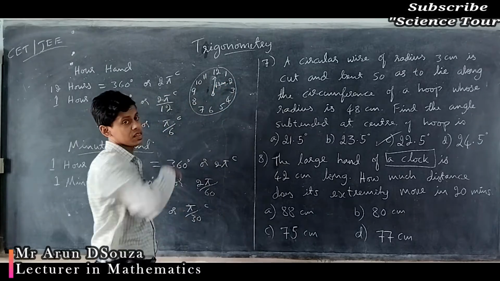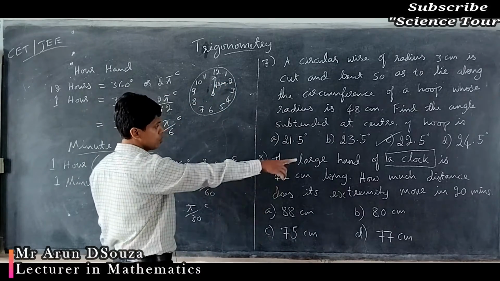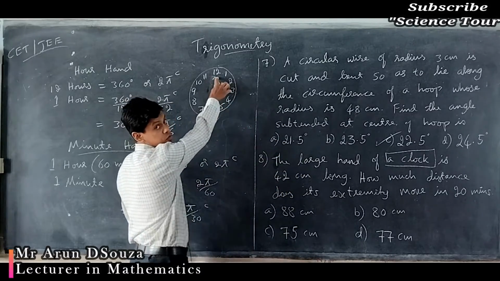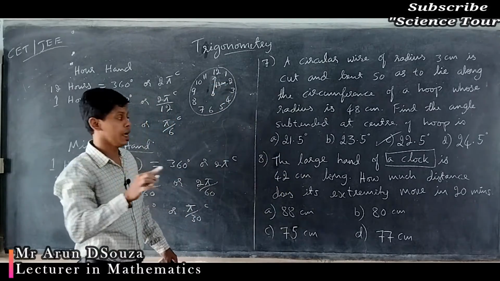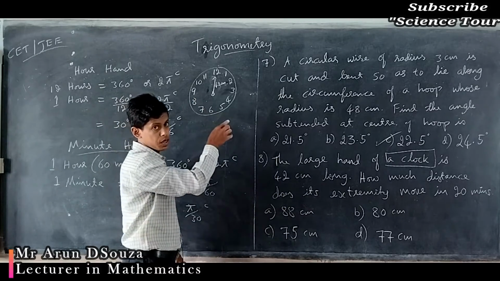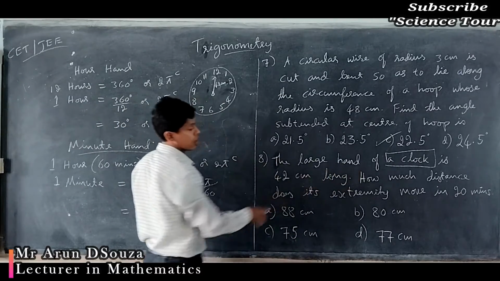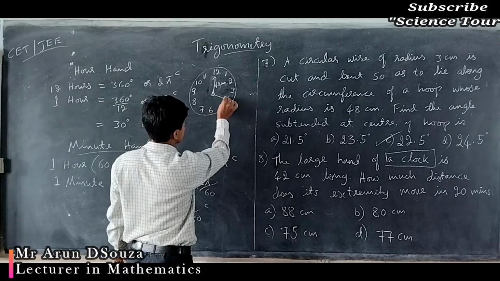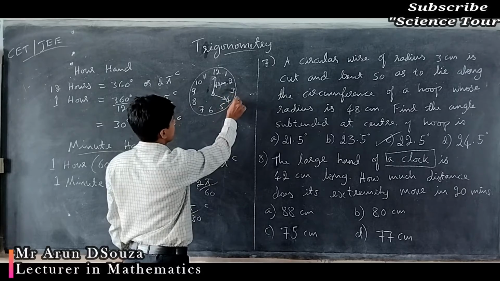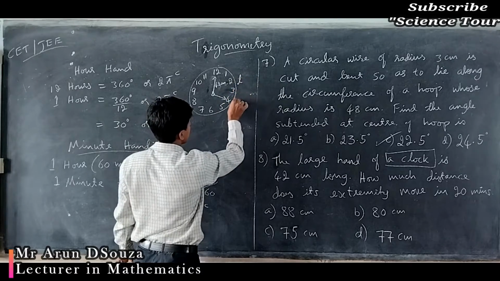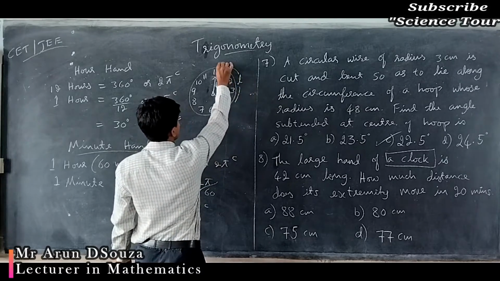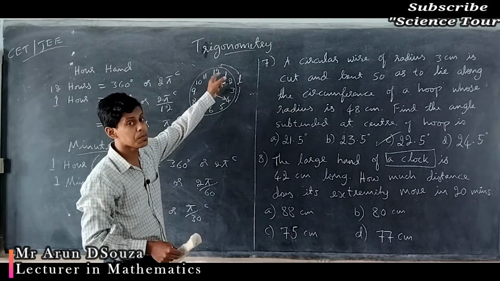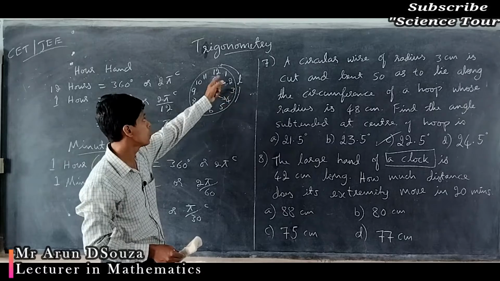That is the length. Now how much distance does the extremity cover? The extremity is the tip of the minute hand. The tip of the minute hand is moving, and it is making 20 minutes. What you need to find is the length of the arc, or the distance covered by the tip of the minute hand in 20 minutes.